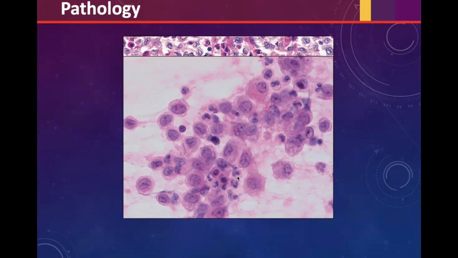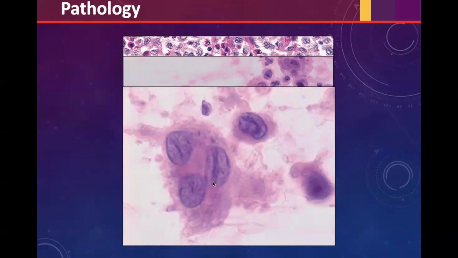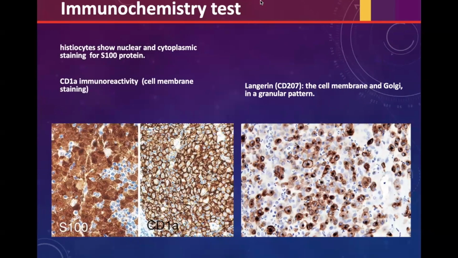This is a cytology smear where we can see many histiocytes with irregular and reniform pale nuclei, some eosinophils. Some authors call them the coffee bean nuclei, typical of this disease, as we can see. The immunohistochemistry test. This is very important.